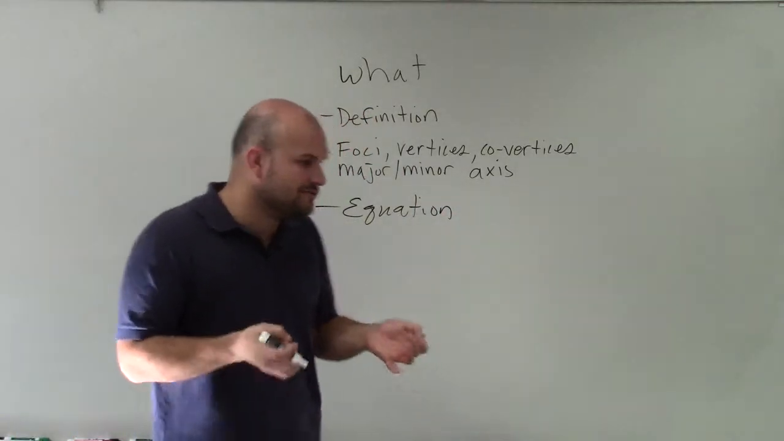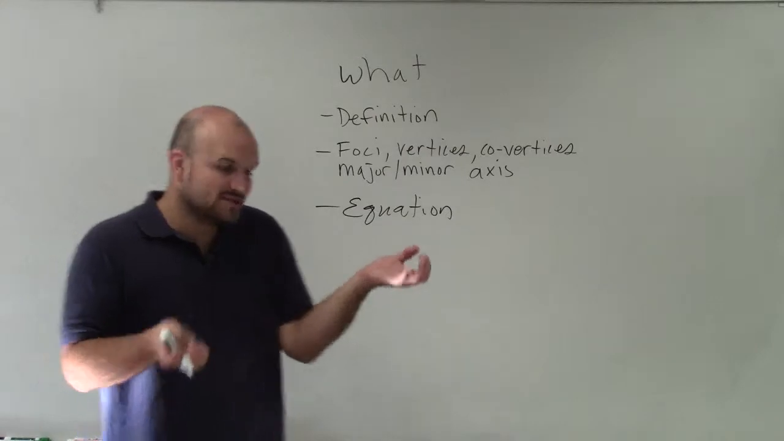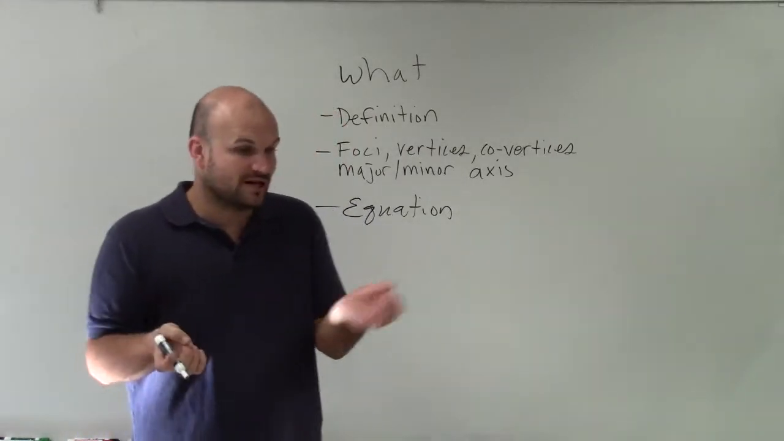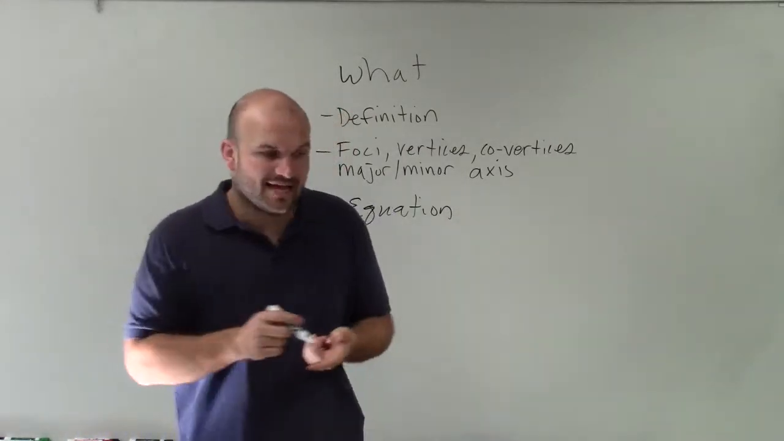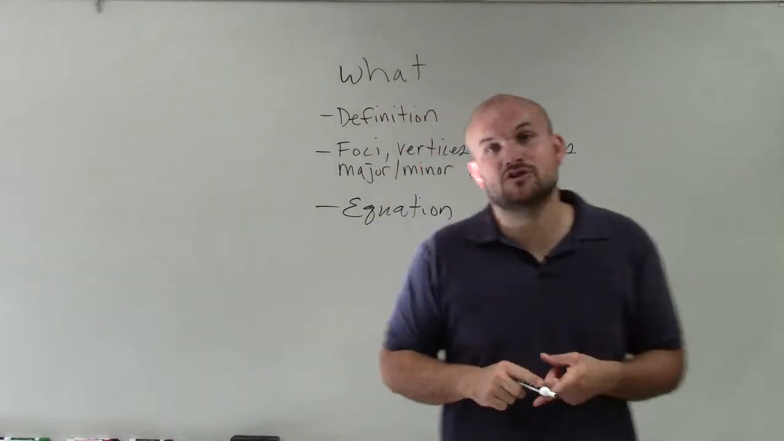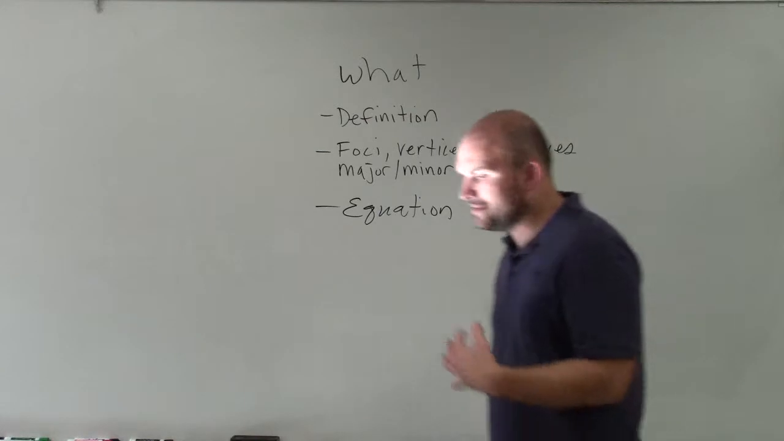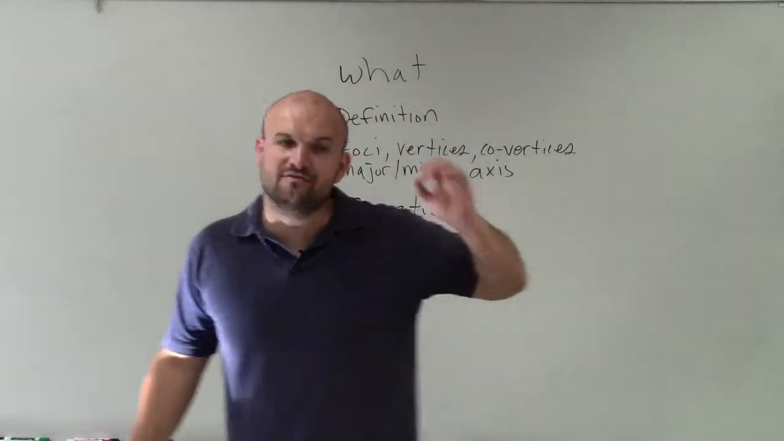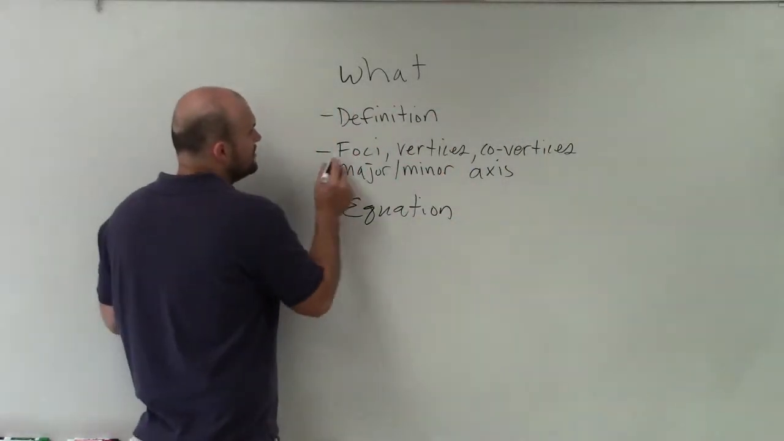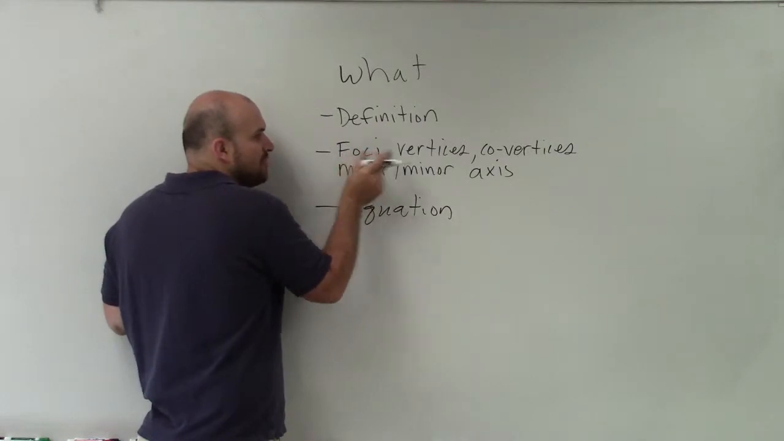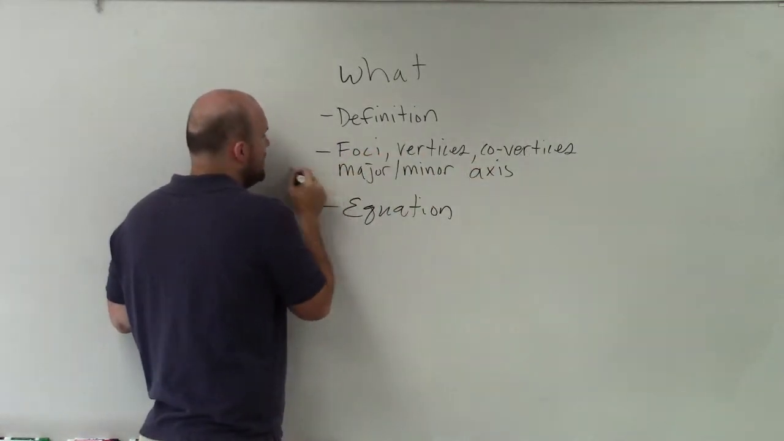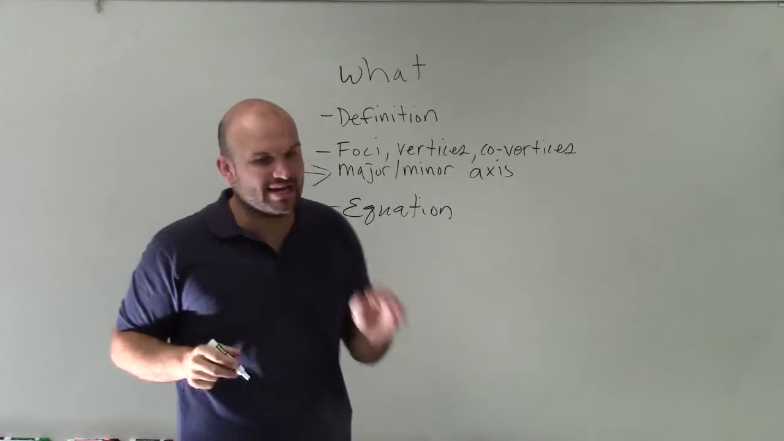the definition, then you know that you're going to have some important points, which are those foci, which we're going to have to make sure we know how to determine, as well as determining the vertices and the co-vertices, which I go into next. So when we're graphing, it's very important to not only understand how to determine the foci, the vertices, and the co-vertices, but also determine where the major and minor axis are.